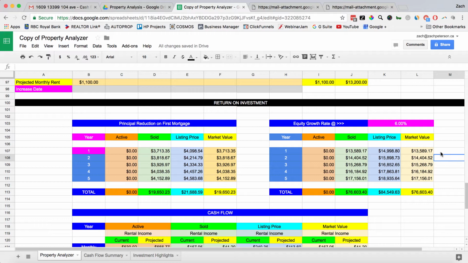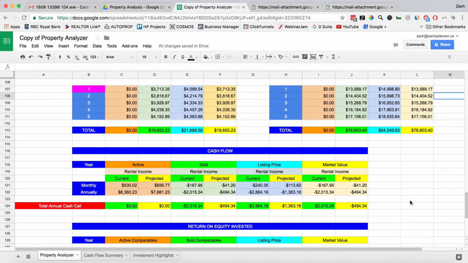So you look at the first year, it's going to go up $13,600. In the fifth year, it's going to go up around $17,000 if it stays at that growth rate. And so your total equity growth over a 5-year buy and hold is going to be about $76,600.